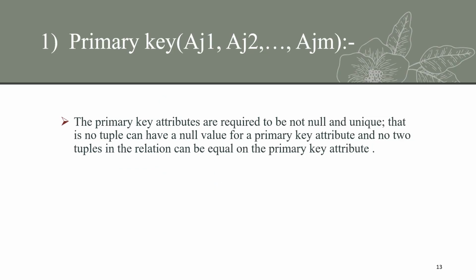Primary key. What is a primary key? A primary key is a unique value, not null. For example, ID is a primary key, or department name is a primary key. Next one, phone number is a primary key. These are the primary keys.